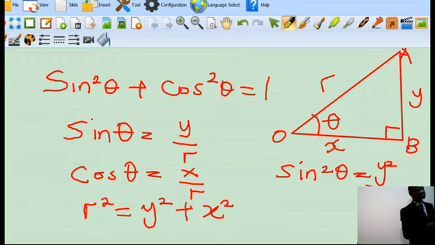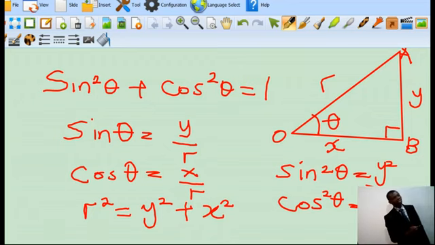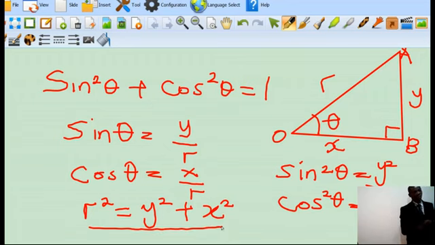Similarly, we can derive an expression for cos squared theta by multiplying cos theta by cos theta, and it gives us cos squared theta is equal to adjacent x squared over hypotenuse r squared. Now substituting this expression into this expression, we derive another.